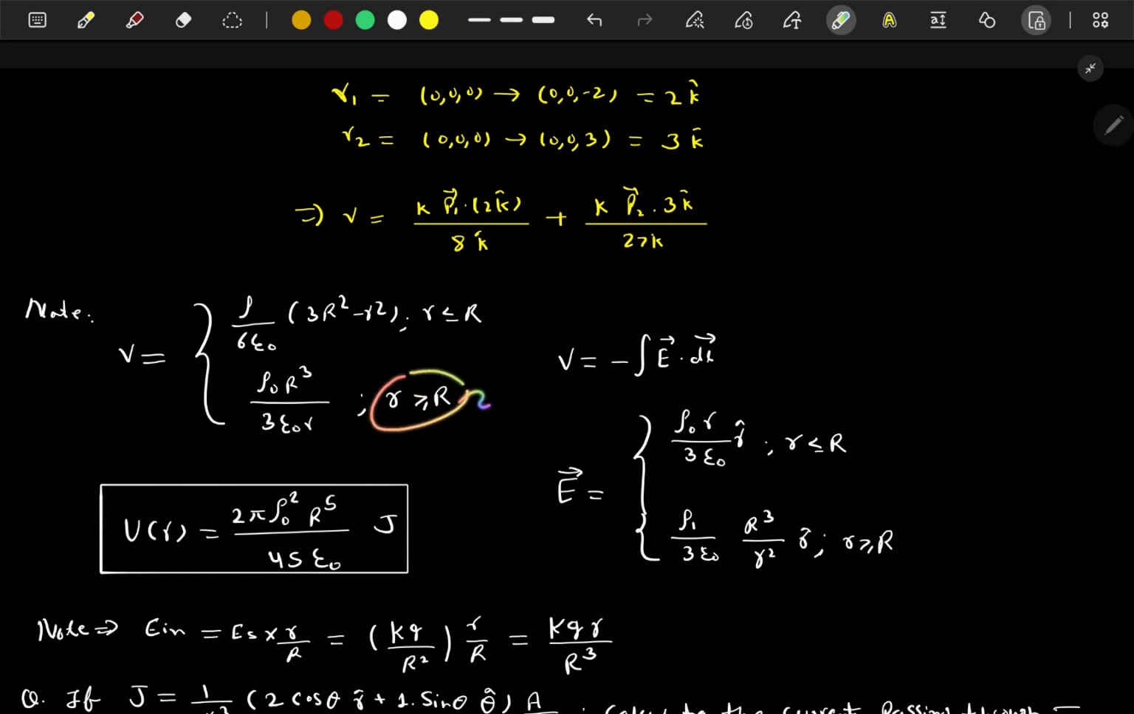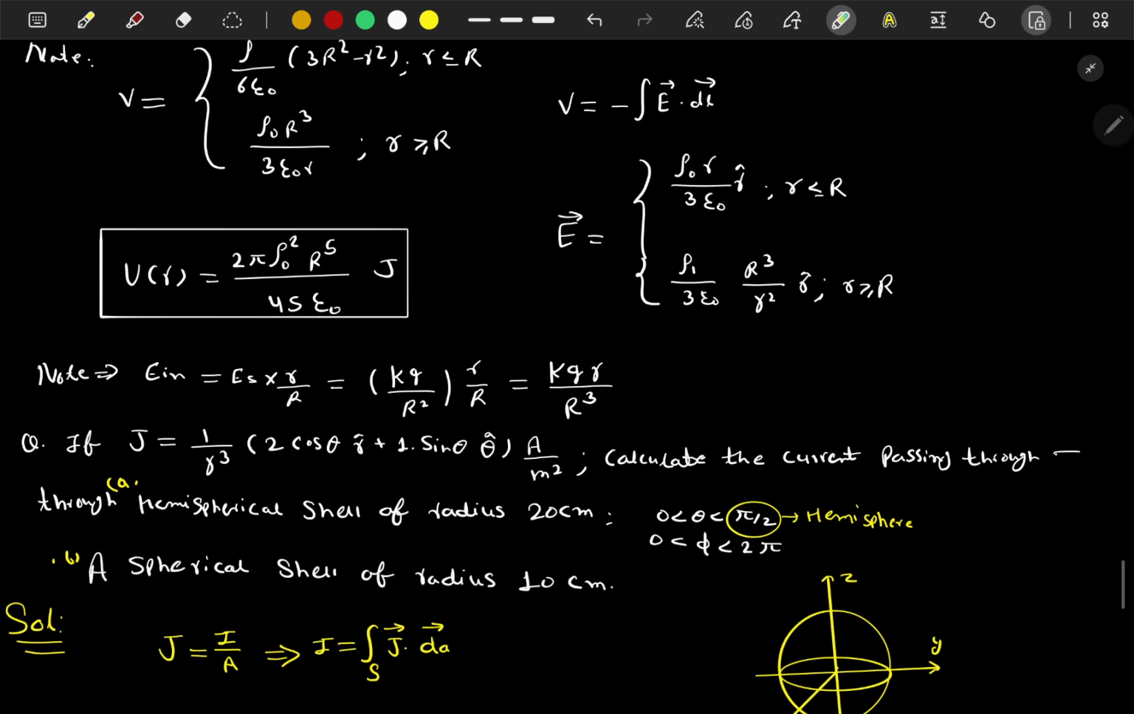When the point lies outside the radius, it is rho naught r cube upon 3 epsilon naught r. Similarly, V equals minus E dot dl, so it will be rho r upon 3 epsilon. We know inside the uniformly charged sphere, and outside it is rho upon 3 epsilon, r cube upon r square, r cap. So we will get 2 by rho naught square r cube of 5 of 45 epsilon naught.